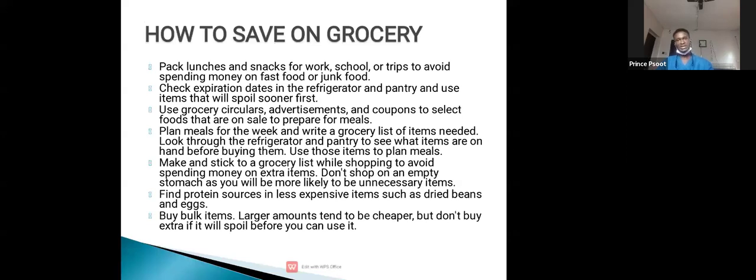Then also for bulk items, you buy bulk items in bulk. I mean, if you want to buy tomato, when you buy items in bulk, it tends to come cheaper. So if you know that what you are buying will spoil if you don't make use of it, you don't buy extra. So this is a picture of saving on groceries.